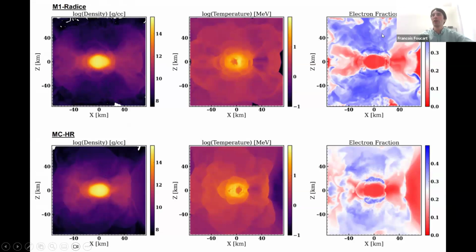The electron fraction, on the other hand, can be a bit different between the two-moment schemes and the Monte Carlo scheme. Specifically, we tend to note that the two-moment scheme predicts a higher electron fraction in the outflows than the Monte Carlo scheme. You can see that in the polar regions here.